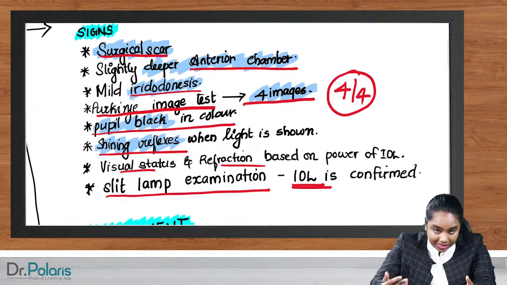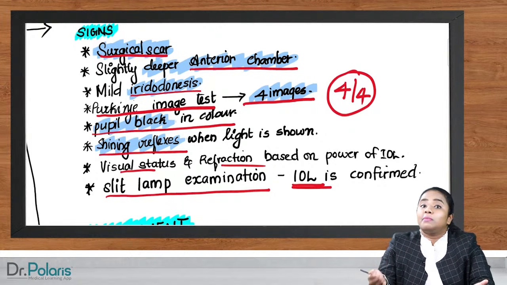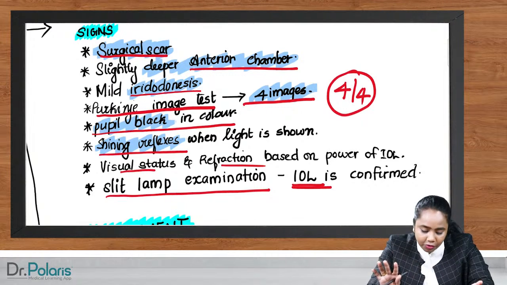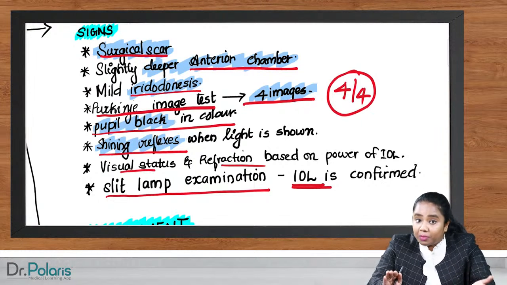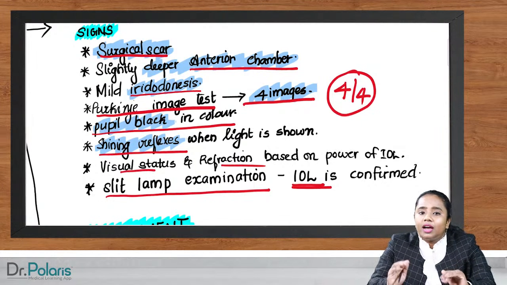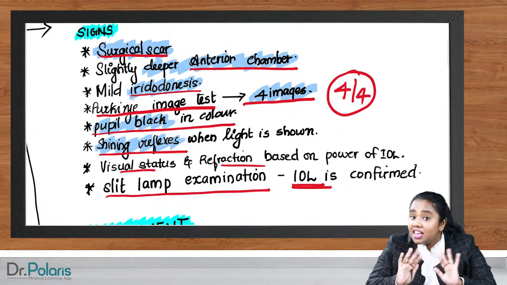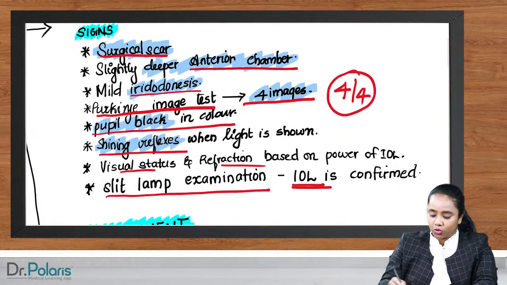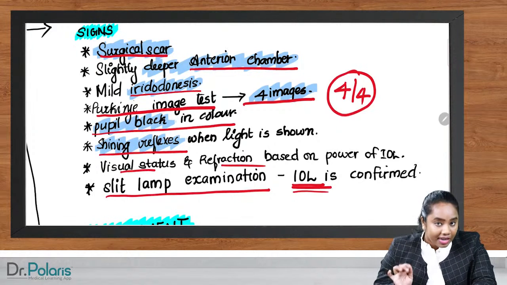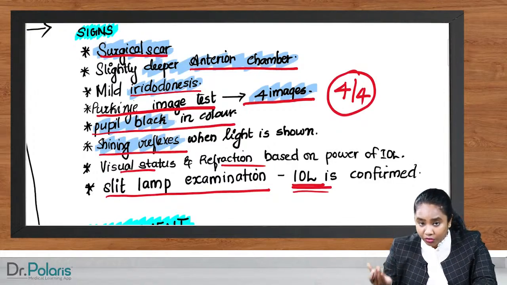Starting with the surgical scar, a slightly deeper anterior chamber compared to normal, a mild iridodonesis which can be seen sometimes, a Purkinje image test showing all 4 images, and a black colored pupil. In aphakia it was a jet black pupil, but here it's going to be a black pupil, and sometimes when you show light to the pupils, you can see a shining reflex in that area. And a slit lamp examination after complete dilatation is going to confirm the presence of an intraocular lens within the eyes. So these are the common signs that you can elicit in case of pseudophakia.